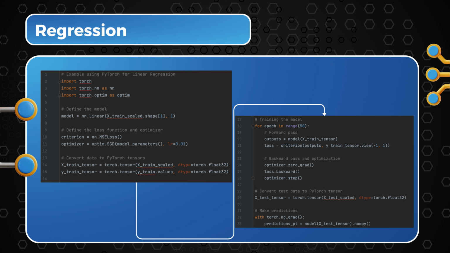Finally, let's take a look at a PyTorch code for regression. In this code, we use PyTorch to define a linear regression model. The mean squared error is used as a loss function, and stochastic gradient descent is used for optimization. Training is performed for 50 epochs on the scaled training data. Finally, predictions are made on the scaled test set.